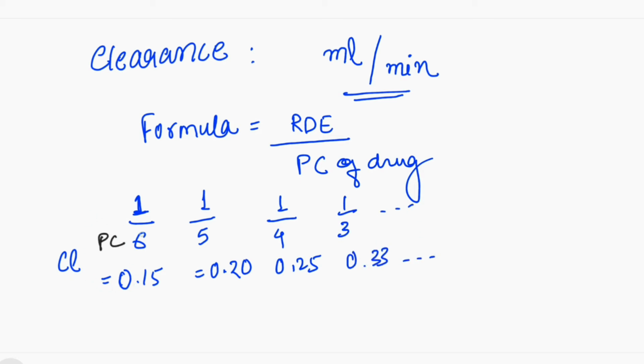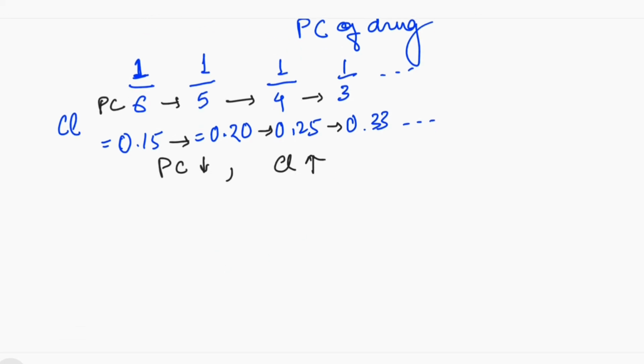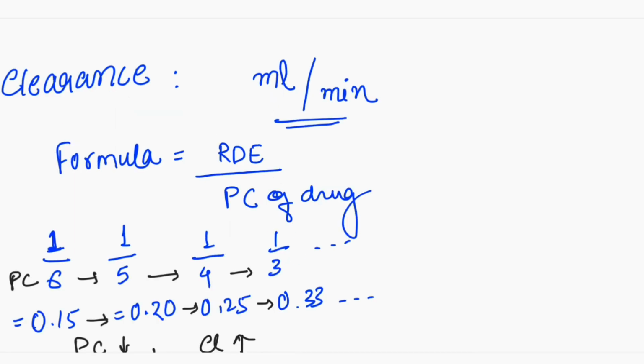As you can see, as the plasma concentration of a drug decreases, the clearance of the drug increases. Therefore, we can conclude that clearance in case of zero-order kinetics is inversely proportional to plasma concentration of a drug.